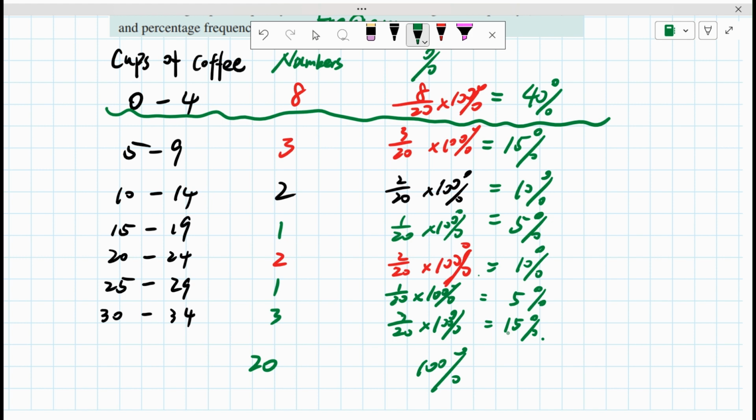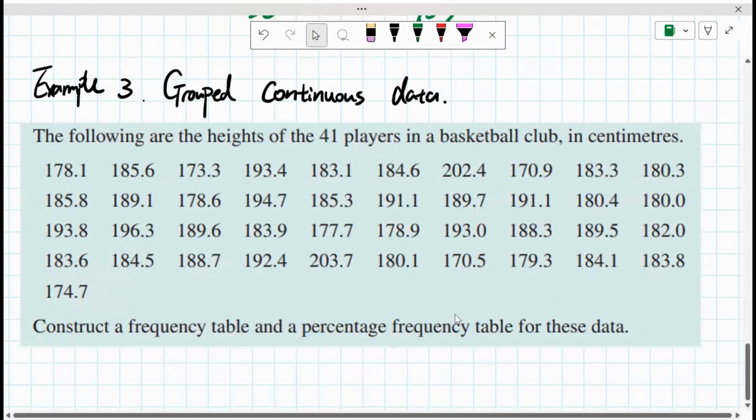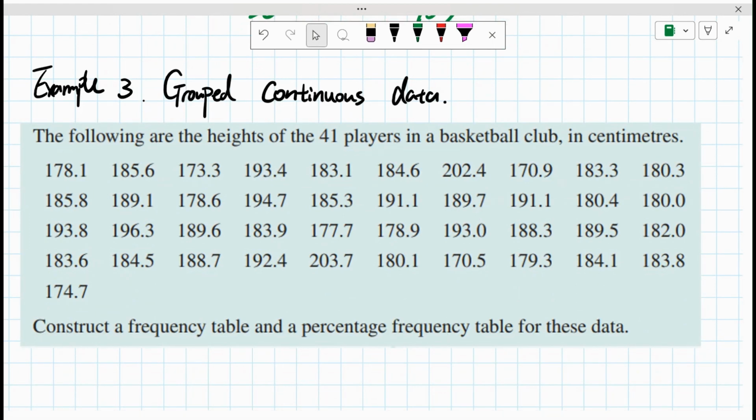Okay, perfect. And here is grouped continuous data, which is pretty similar. We will do this one during the class. Okay, I will see you guys next time.